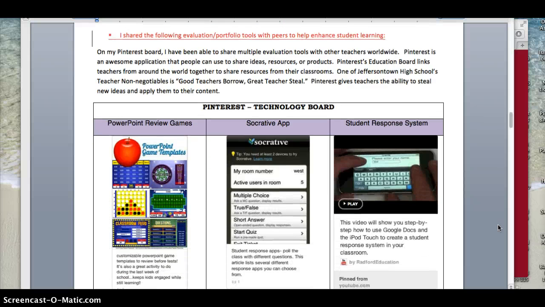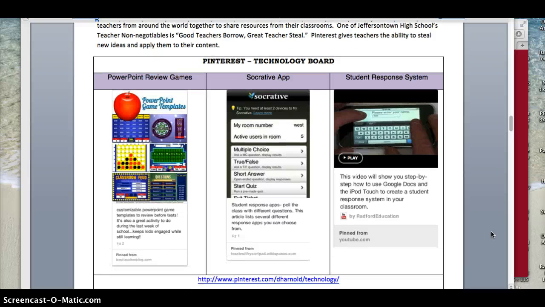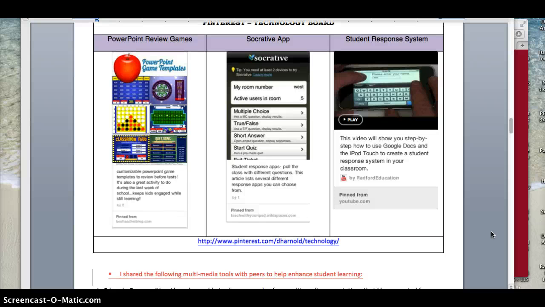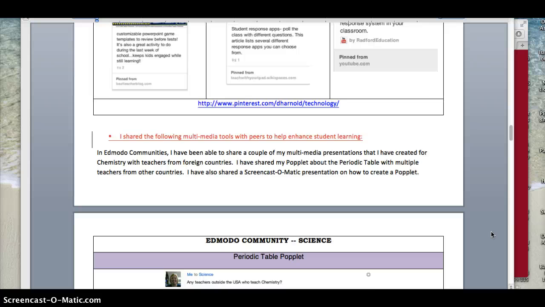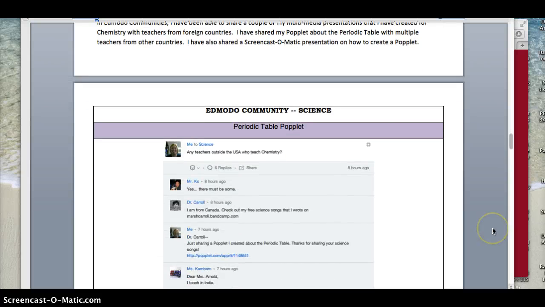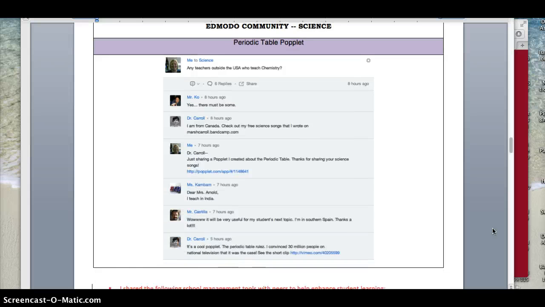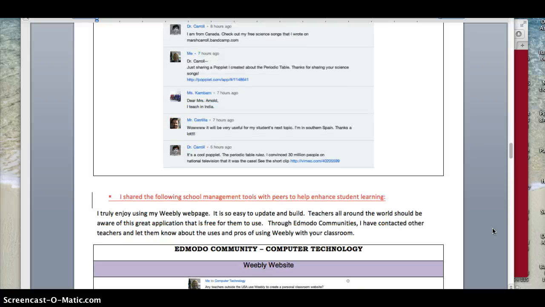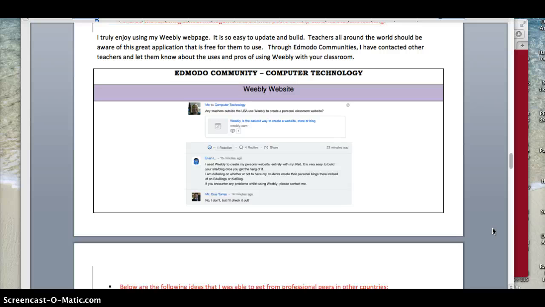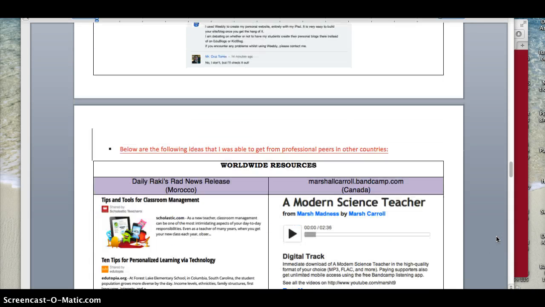I have created a Pinterest technology board that I have been able to share information with other teachers on. So I've given you some screenshots of those. And then some conversations that I've had with other chemistry teachers on the periodic table and a Poplet that I created. And then again on how to integrate the Weebly website into their curriculum. So I've given you a screenshot of that conversation.